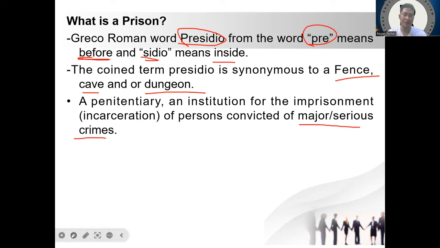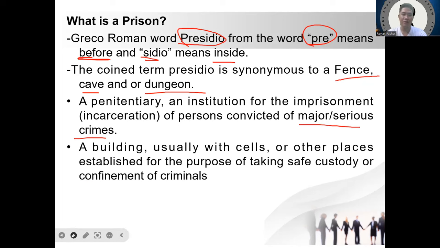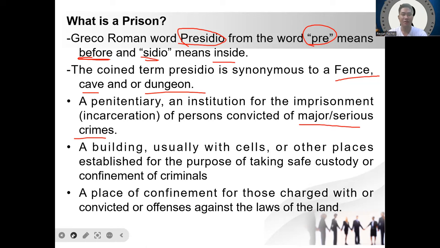Okay, next slide. Of course, ang prison, it is a building with cells or yung kulungan natin na celda, class, or places established for the purpose of taking safe custody of the confinement of criminals. Of course, para maiwasan ang pagtakas rin nila. Okay, of course, it is a place of confinement for those charged with or convicted of offenses against the laws of the land. Okay, basically.